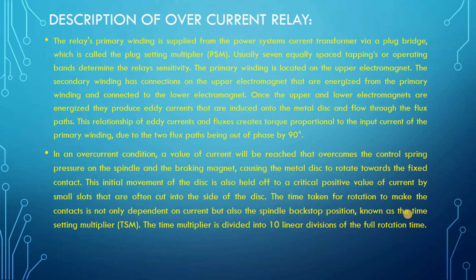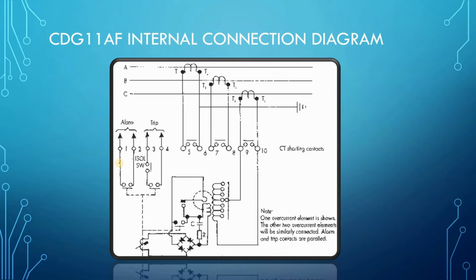That position is known as the TSM. Generally an electromechanical overcurrent relay has a TSM maximum up to 1. It can start from 0.05 to 1. This is the TSM of an electromechanical overcurrent relay. It cannot exceed more than 1 in the case of an electromechanical overcurrent relay. So you will see this diagram, and you can understand how the relay operates. This one is the electromechanical overcurrent relay.